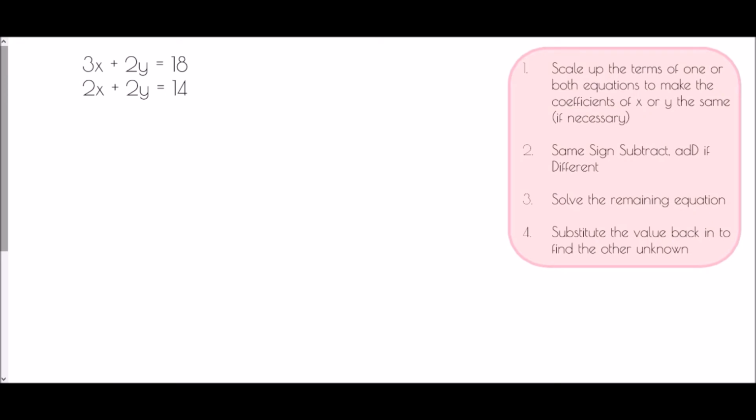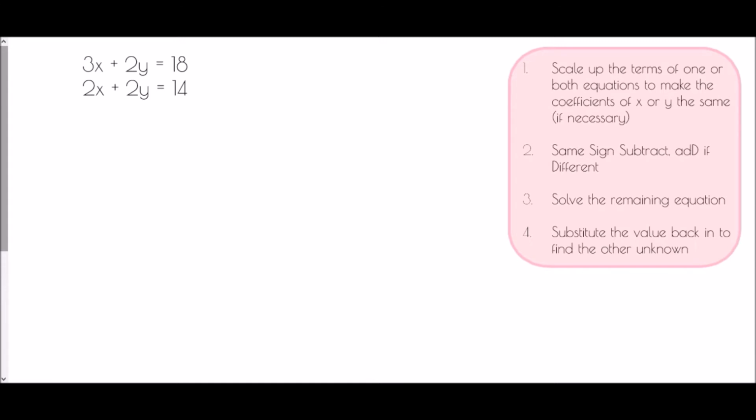Okay, so let's see if we can put those 4 steps into action. We've got our two simultaneous equations, 3x plus 2y equals 18 and 2x plus 2y equals 14. And so we're going to start with step 1, scale up the terms of one or both equations to make the coefficients of x or y the same if necessary. Well, let's have a look.